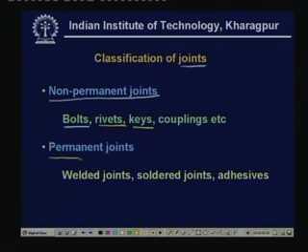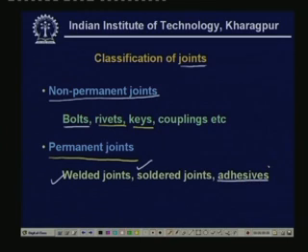Permanent joints, on the other hand, are those joints where the two components which are joined cannot be dismantled without damaging one of them or both of them. So this is permanent, as the name suggests. There are various examples. One is the welded joint. All of you know what welding is. Then there are soldered joints or brazed joints.